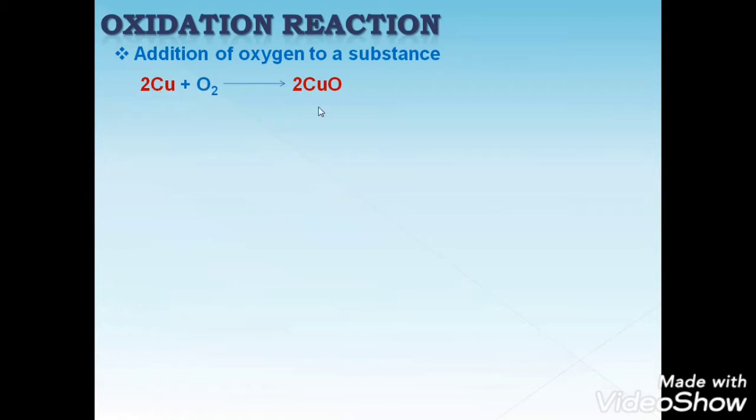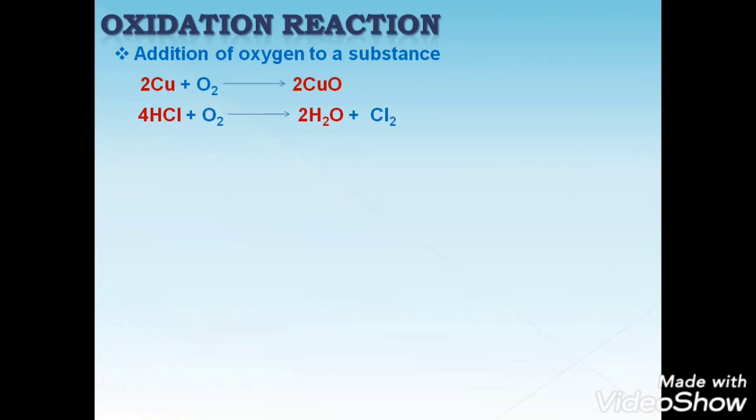When copper combines with oxygen, copper 2 oxide is formed. Now you can see the reactant side and the product side. What difference do you notice? You notice that copper is combining with oxygen to form copper 2 oxide. So this is addition of oxygen, and that is oxidation reaction. This is one of the characteristics of oxidation reaction.